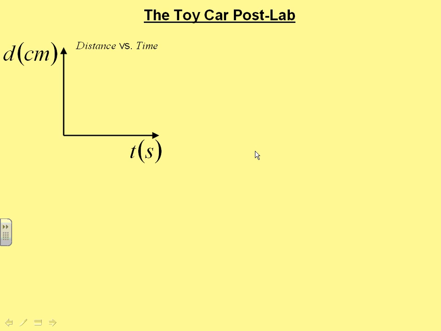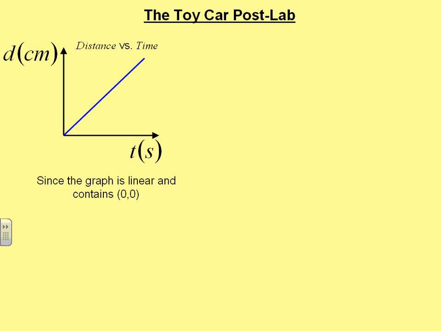So in this lab, we measured the distance the toy car moved as a function of time. Right? We picked times like every 3 seconds and we figured out how far the car went. And we then graphed distance versus time, distance in centimeters and time in seconds, and we got, of course, a nice linear graph.